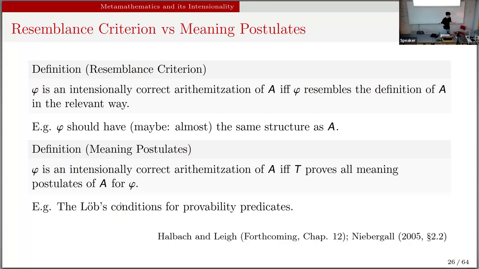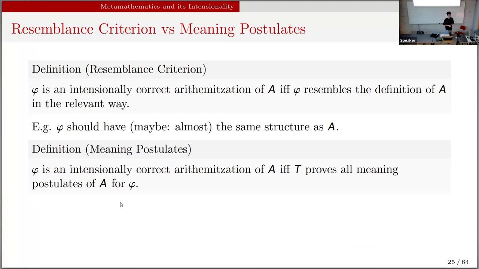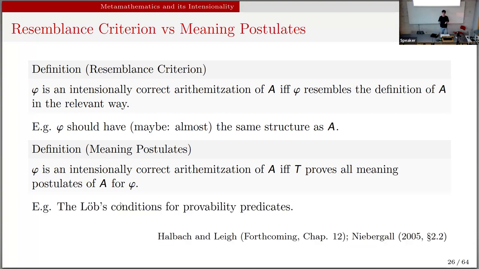An easy example is the Löb conditions for probability predicates. So what we have is that for a probability predicate phi to be an intensionally correct arithmetization of the notion of probability, T, the theory you are working in, must prove the Löb conditions for this probability predicate. If it does, then phi is going to be an intensionally correct arithmetization of the notion of probability.